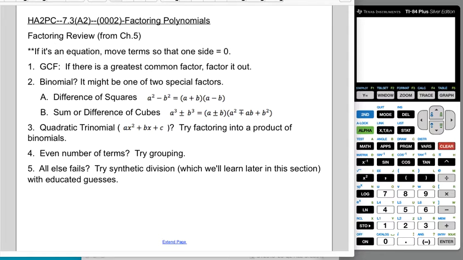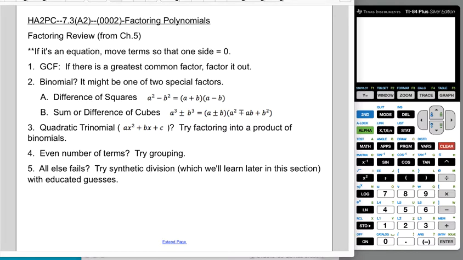If you're factoring, first thing, if it's an equation, please make sure you move all the terms to one side so that it equals 0. Beyond that, you're going to go through the same factoring checklist that we did in Chapter 5 and that we talked about before that, probably in Chapter 2 or 3. So first, you're going to look for a GCF. If there's a GCF, you're going to factor it out.